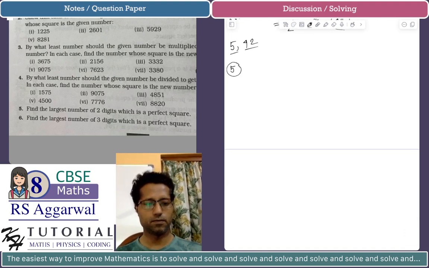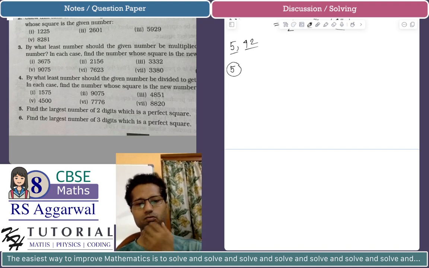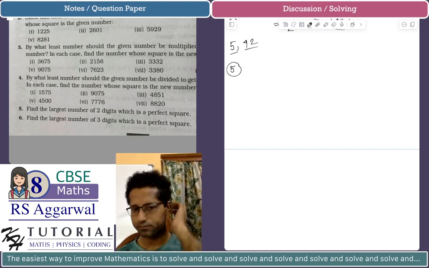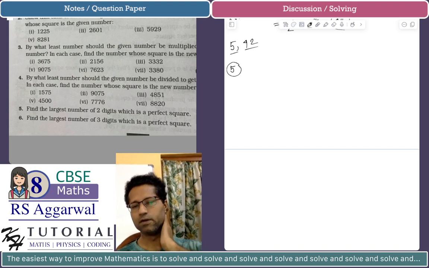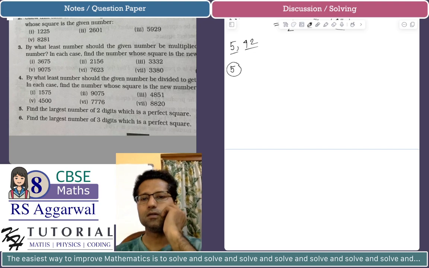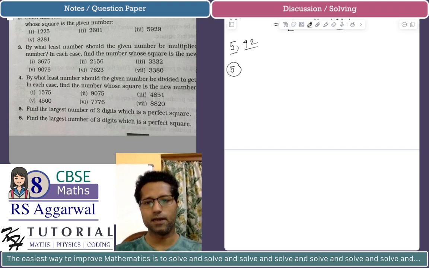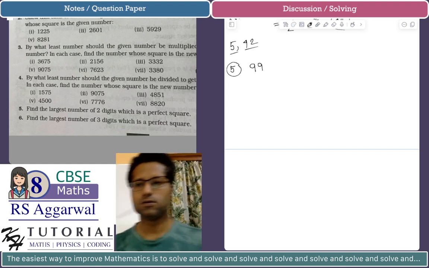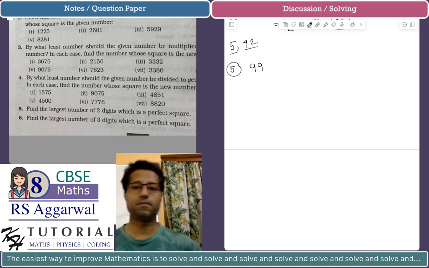Problem number 5. Can you see the problem number? Okay, you can see it. Problem number 5 says, find the largest number of 2 digits which is a perfect square. What is the largest number of 2 digits which is also a perfect square? The largest number of 2 digits is 99, which is not a perfect square. So we have to find the largest number of 2 digits which is a perfect square.